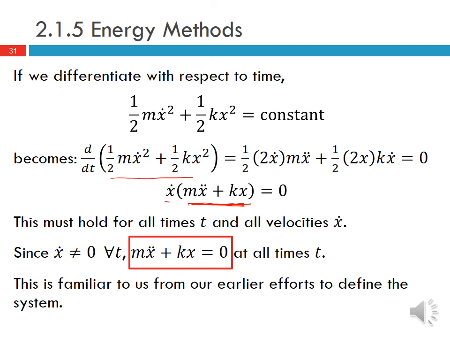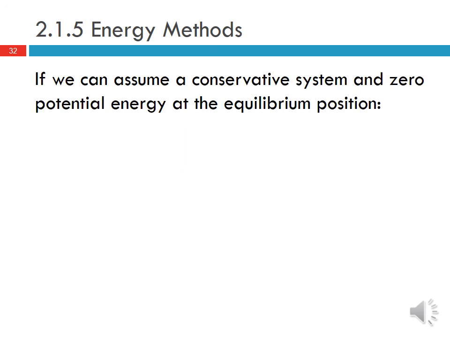This is familiar from our earlier efforts to define the system. Again, we arrive at the same equation of motion. Instead of using Newton's laws, in this case, we use the energy method. If we can assume a conservative system with 0 potential energy at the equilibrium position, then we can say that Tmax is equal to Umax. The maximum kinetic energy in the system is equal to the maximum potential energy in the system. They're just converted from one to the other.